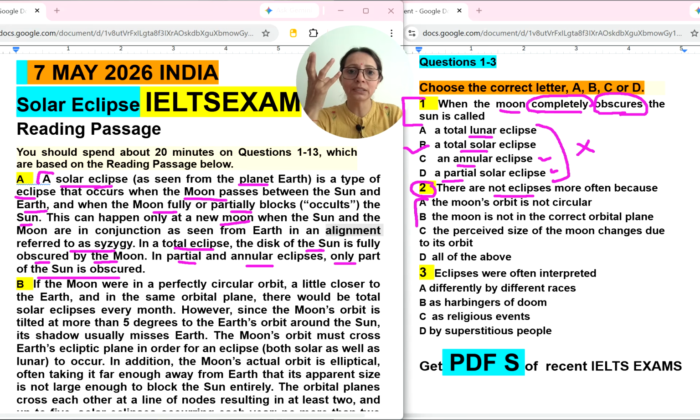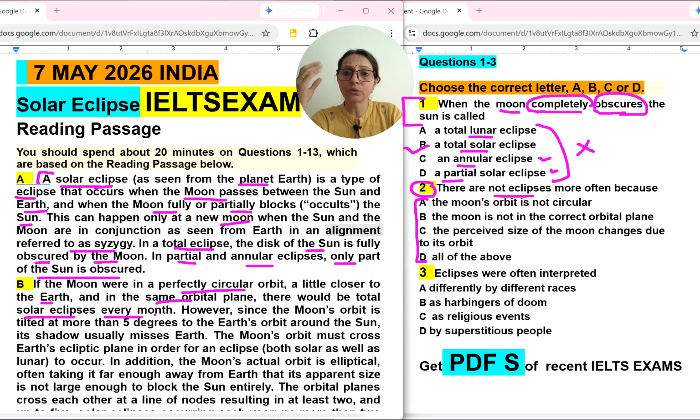So these are the reasons they have given, and let's read it. In the second paragraph they have started: if the moon were in a perfectly circular orbit, a little closer to the Earth, if they are talking about a conditional sentence, it is not actual, and in the same orbital plane, there would be a total solar eclipse every month.